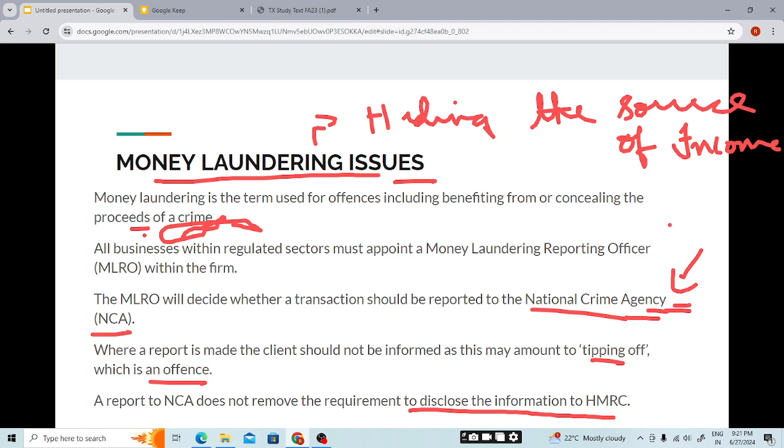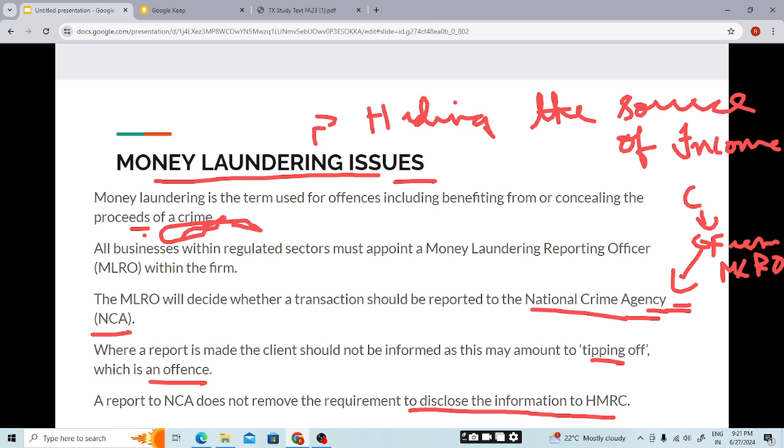Now I am a tax practitioner, and my client is doing some money laundering. I have identified that he is doing some money laundering. Then what I will do is report to the firm's money laundering reporting officer. The company for which I am a tax practitioner has a money laundering officer, and they will decide whether the transaction needs to be reported to the National Crime Agency.